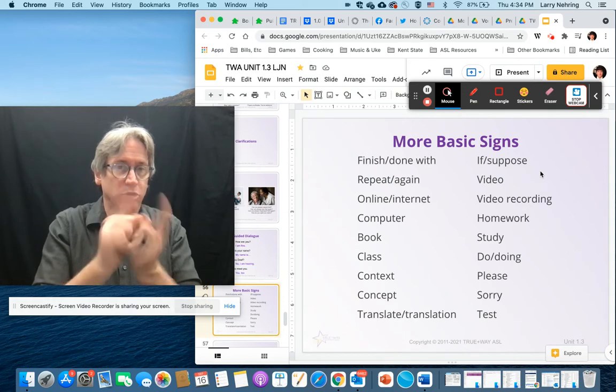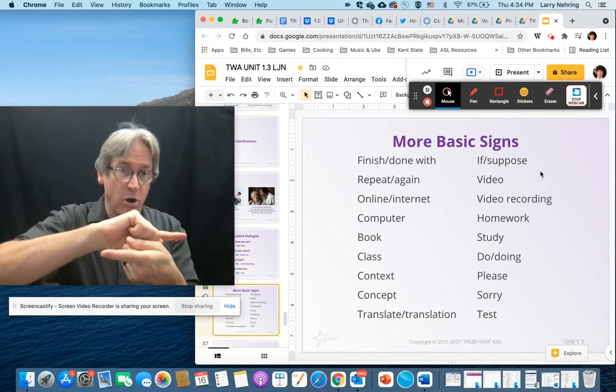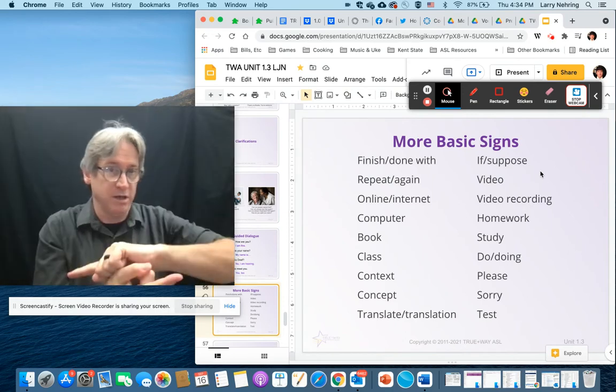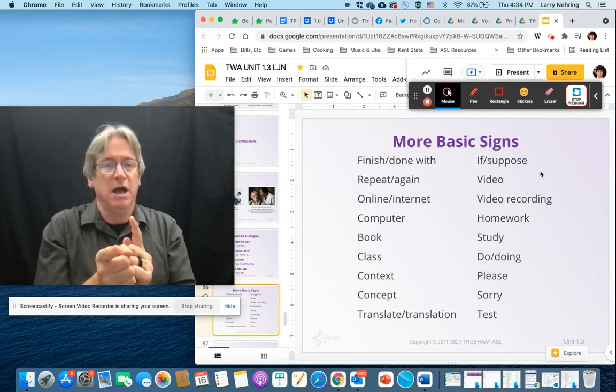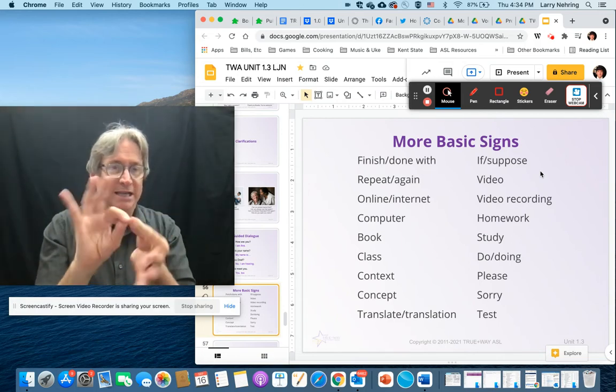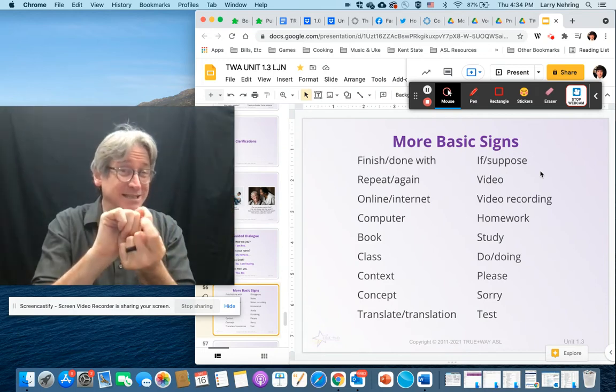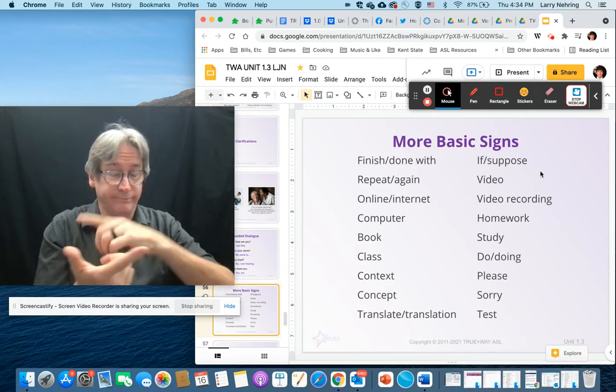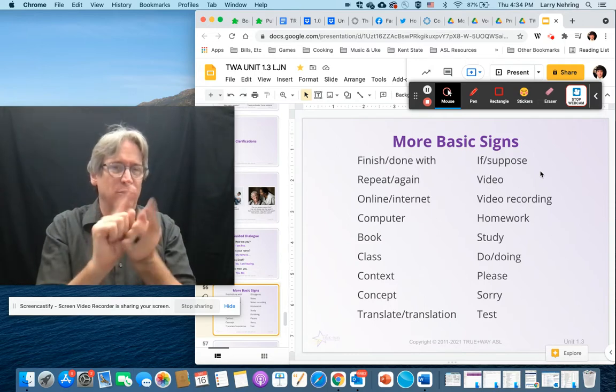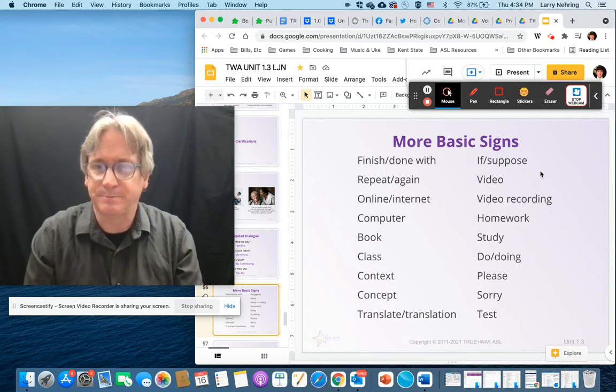Translate or translation. You're going from one language to the other language. You'll see this as well for interpret, because it's using language. And you'll sometimes see TL, translate. This one's the better one and it's the more commonly accepted.